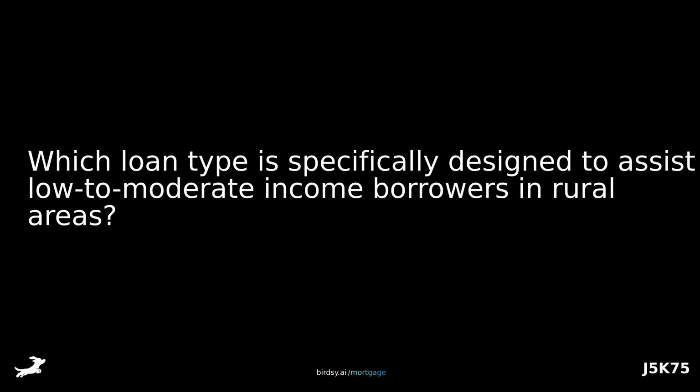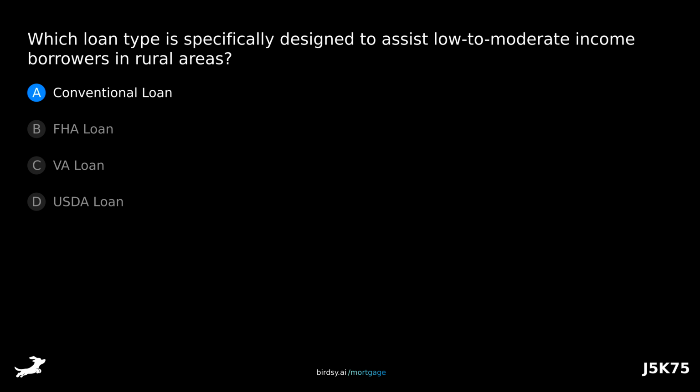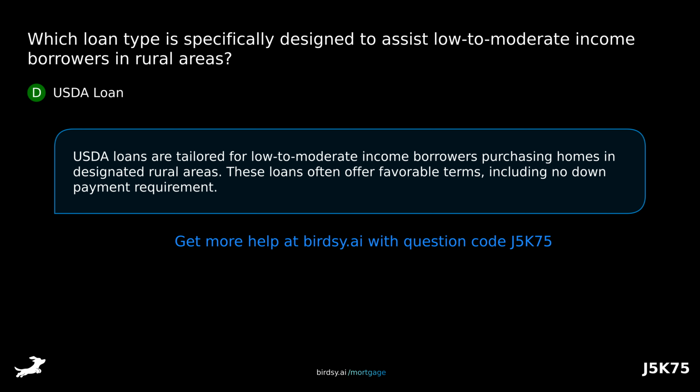Which loan type is specifically designed to assist low to moderate income borrowers in rural areas? Is it A, conventional loan, B, FHA loan, C, VA loan, or D, USDA loan? The answer is D, USDA loan. USDA loans are tailored for low to moderate income borrowers purchasing homes in designated rural areas. These loans often offer favorable terms, including no down payment requirement.